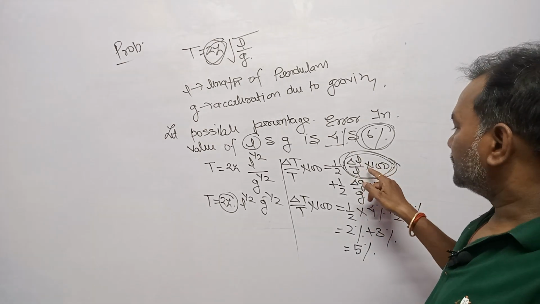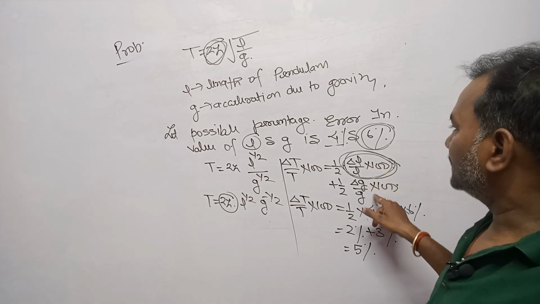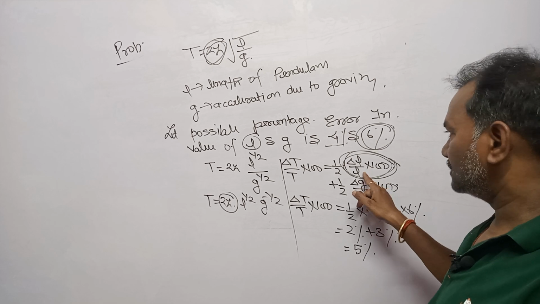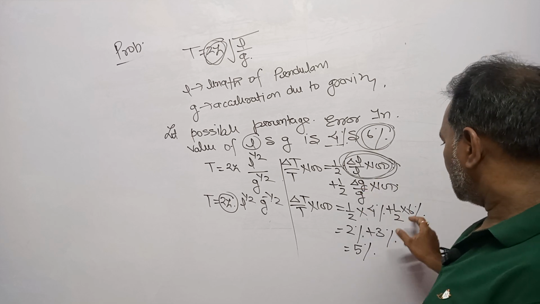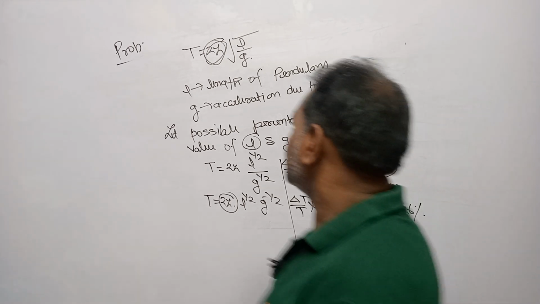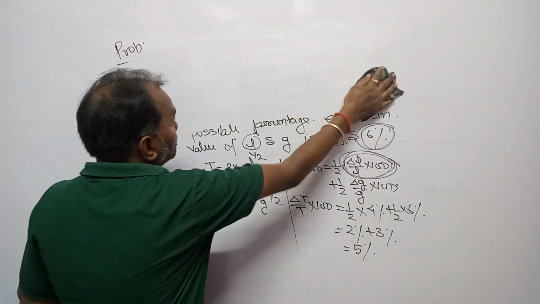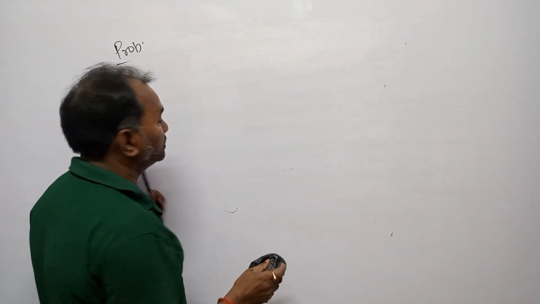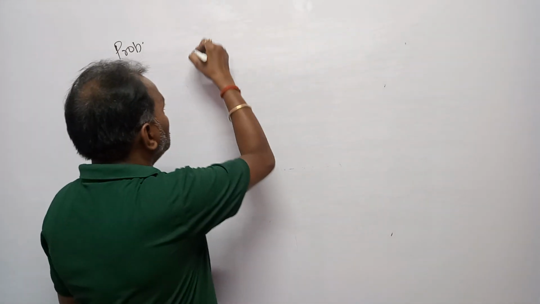The percentage errors in the values of L and G are given as 4% and 6% respectively. I have put these values in this formula and we have got 5%. Dear students, many formulas are used in daily life if you are studying math, like area.